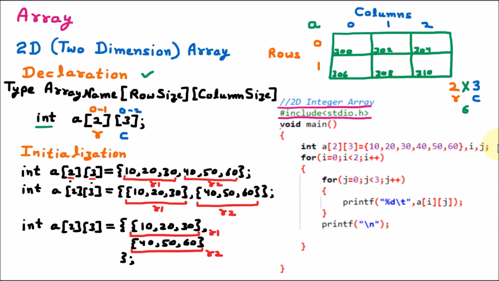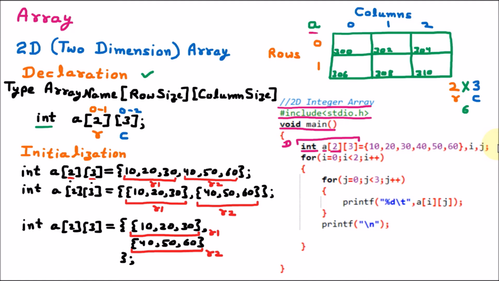Then we have the void main. Void means no return type. Main is a driving function. Inside that we have the declaration part. So here the first part from int till a23, this is the declaration part. And here we are saying int. So declare an integer array A. So A array is declared.